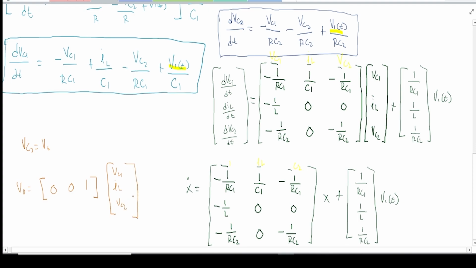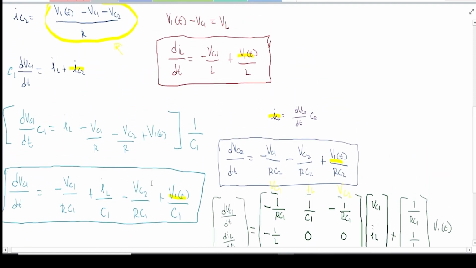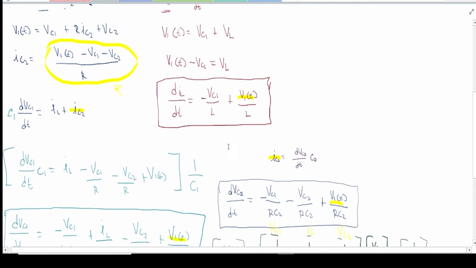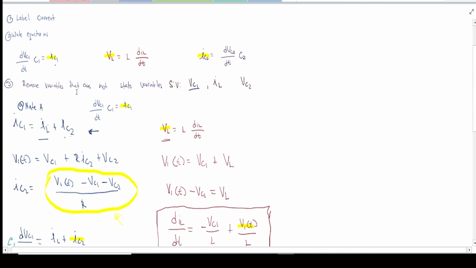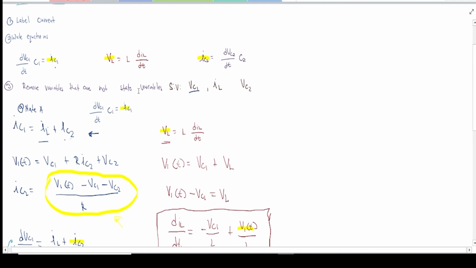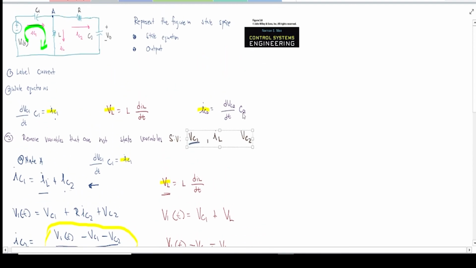Okay, so that's it. In this video, you learned how to make the state equation and then the output. Just remember that the goal of this one is just to remove the variables that are not state variables and replace them with the state variables. So again, in this video, you learned how to solve this problem.